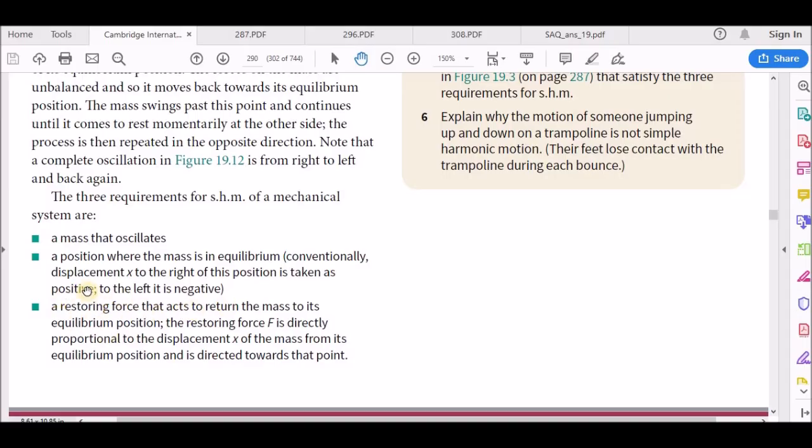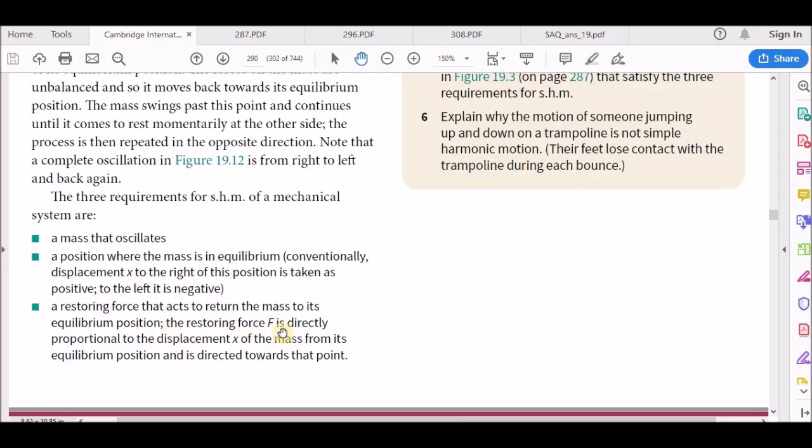Then the restoring force. Now this is the resultant force. Why is it called restoring? Because it tries to bring the mass to the equilibrium position. So the restoring force or the resultant force is always towards the equilibrium or rest position. You know the meaning of the word restoring. Restoring means it tries to bring it to equilibrium. It tries to restore it, bring it to the undisturbed or equilibrium position. A restoring force that acts to return the mass to its equilibrium position.